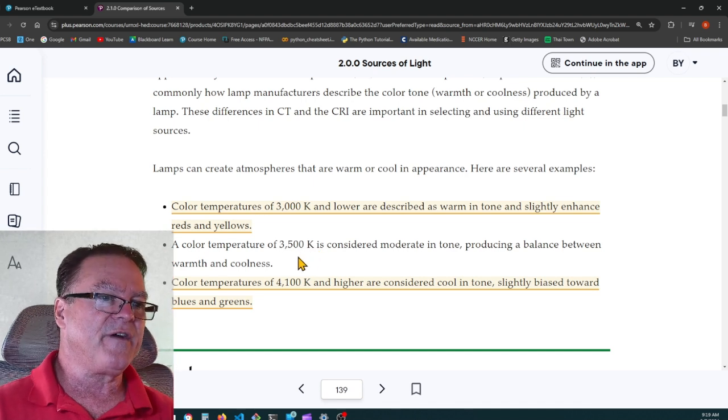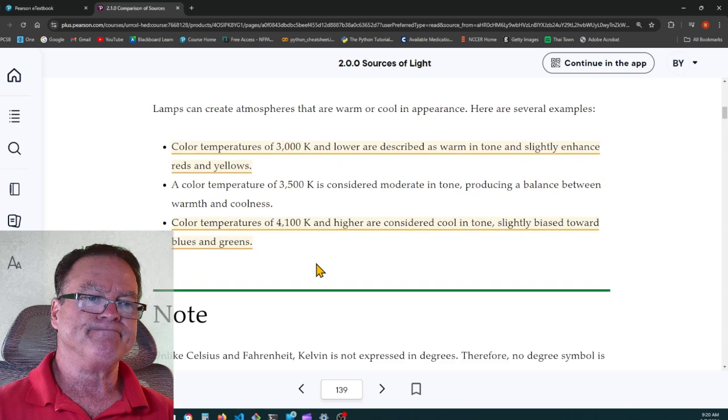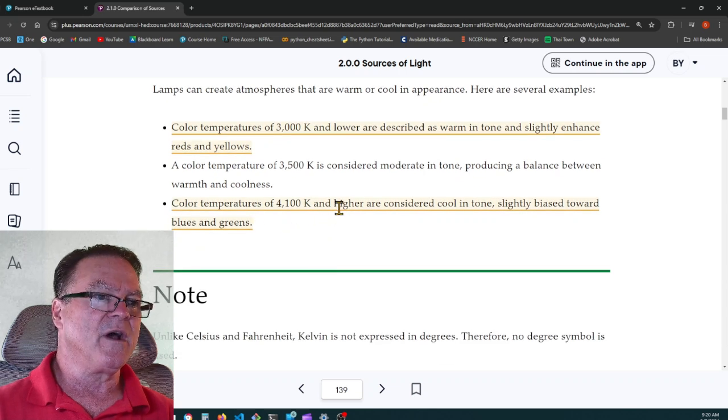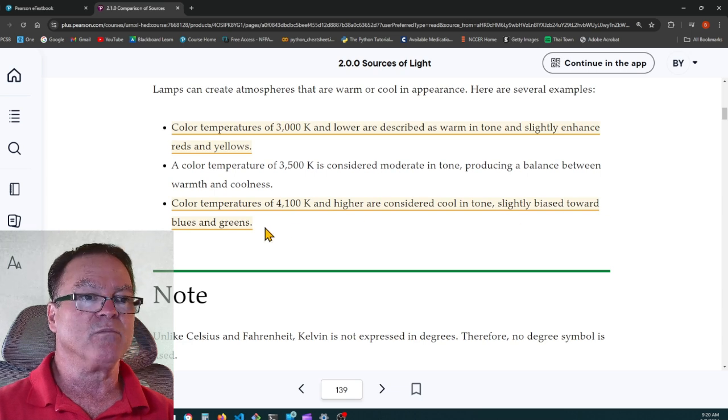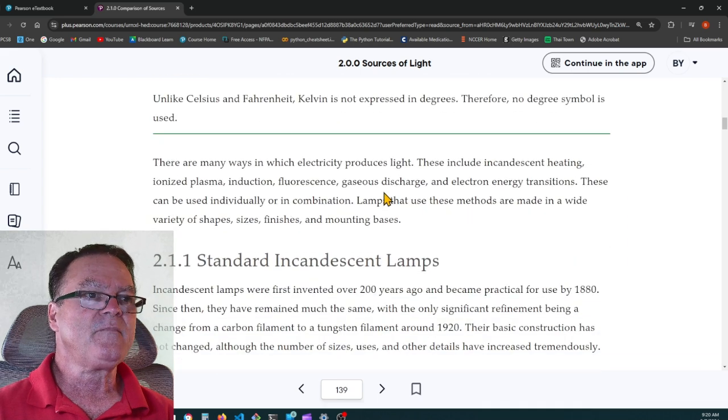A color temperature of 3,500 Kelvin is considered moderate in tone, producing a balance between warmth and coolness. Color temperatures of 4,100 Kelvin and higher are considered cool in tone, slightly biased toward blues and greens. 3,000 is biased towards yellows and reds. Unlike Celsius and Fahrenheit, Kelvin is not expressed in degrees, therefore no degree symbol is used.